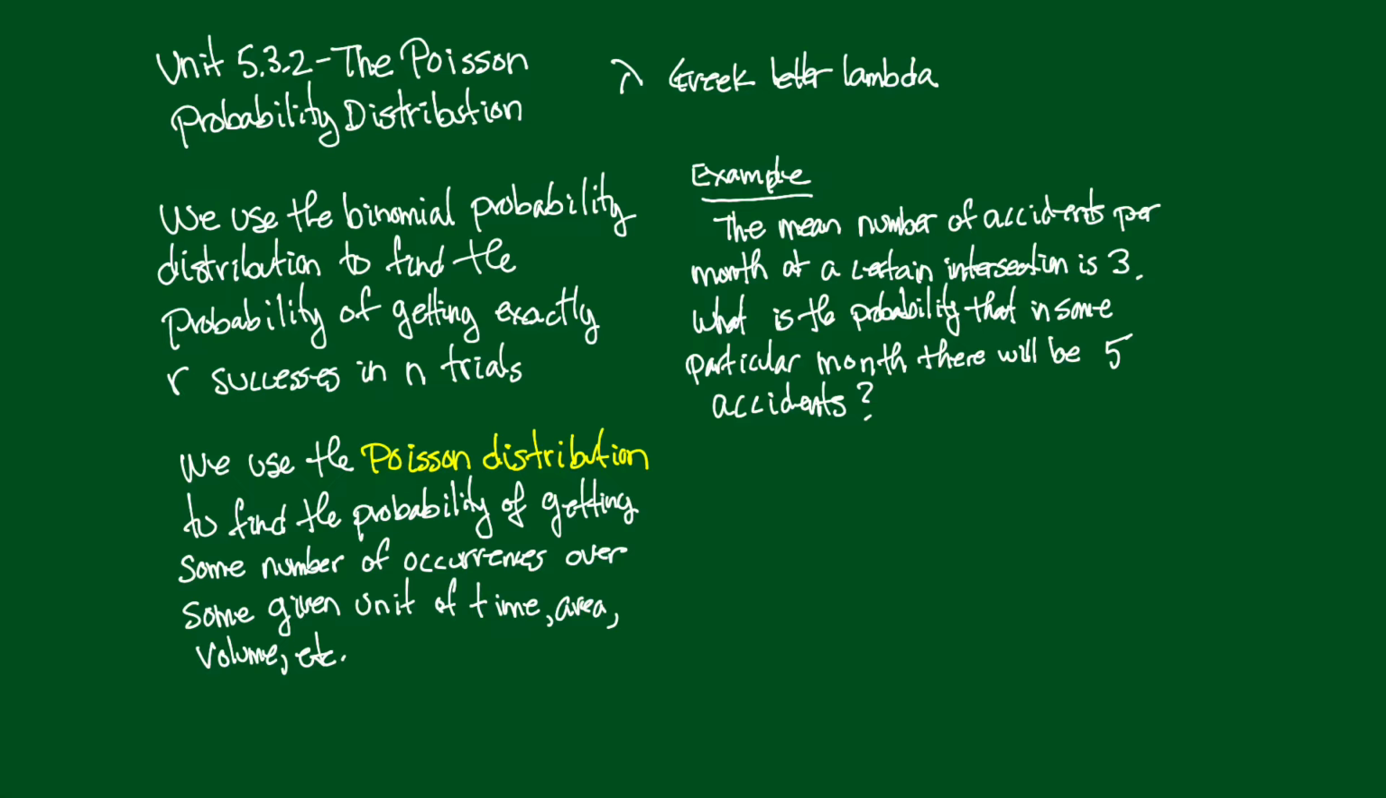Here's an example. We'll get to this Greek letter in just a minute, but here's an example. The mean number of accidents per month at a certain intersection is 3. So what's the probability that in some particular month there will be 5 accidents? So we're over some kind of a time period.